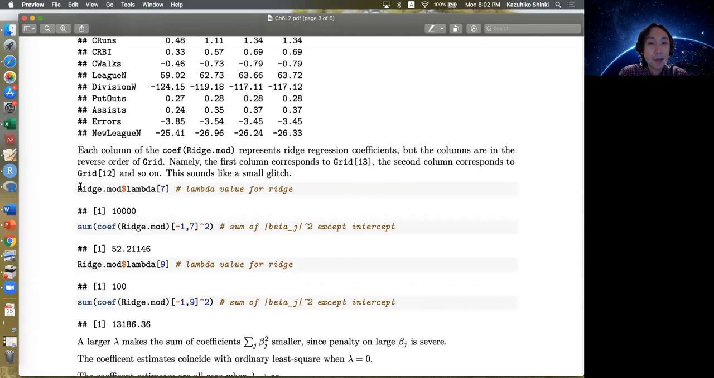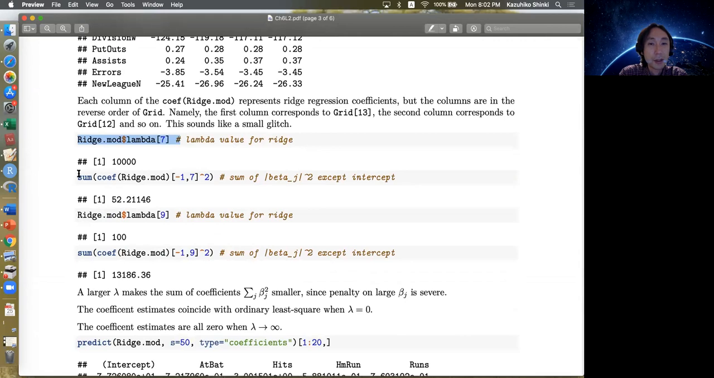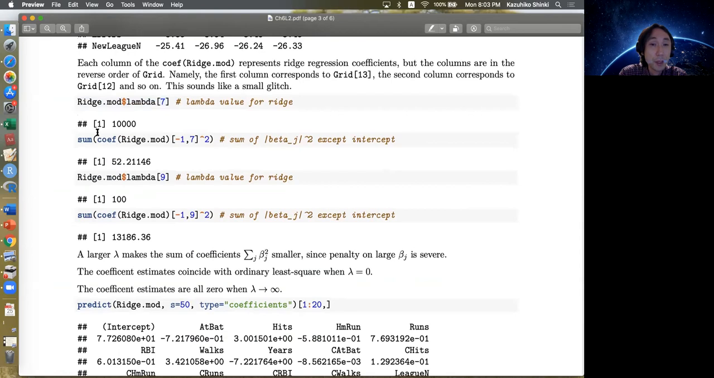And this is the lambda value for ridge regression. Yes, so the 7th one. And the coefficient summation, yeah. So we specified lambda from 0.01 to 10 billion. So the 7th value of lambda is 10,000. And here the coefficient, the negative one means that we exclude the first coefficient, because usually we do not penalize the intercept. So we just exclude this intercept part.